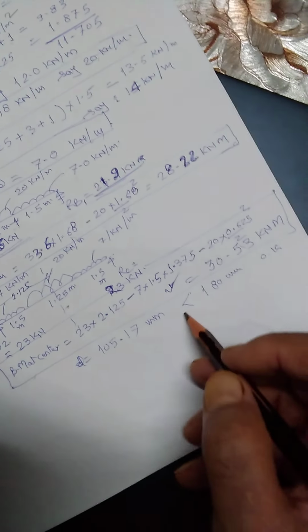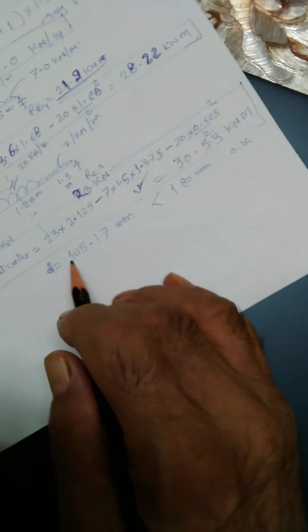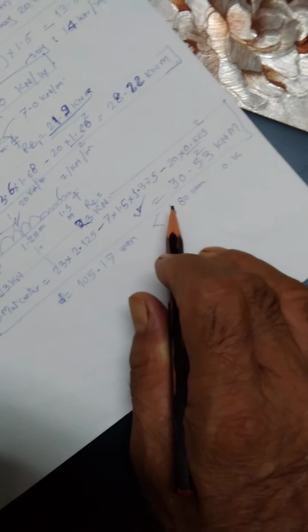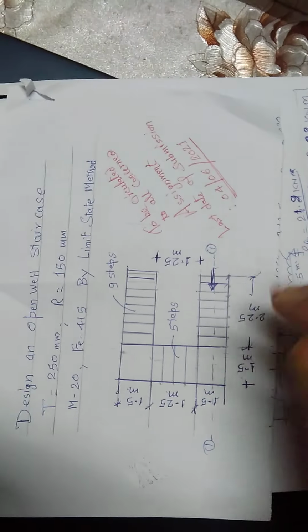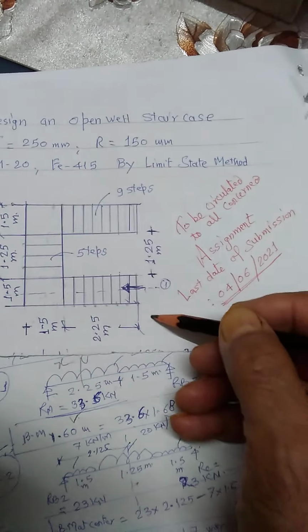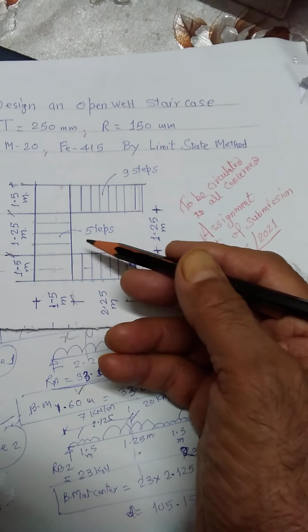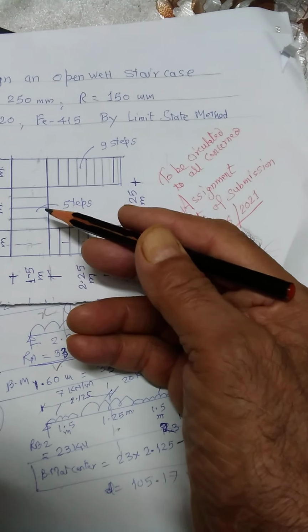Considering the maximum bending moment of 30.53, if we find the depth d, it comes out to be 105, less than the 180 that we have assumed so far. Our design is safe. Area of steel and other checks can be applied. As the difference is very small, whatever reinforcement we have provided in this direction can be provided over here too, because the difference is only between 28 and 32 kN meter. Other checks are applied as usual, and the design can be done very easily. That's all.